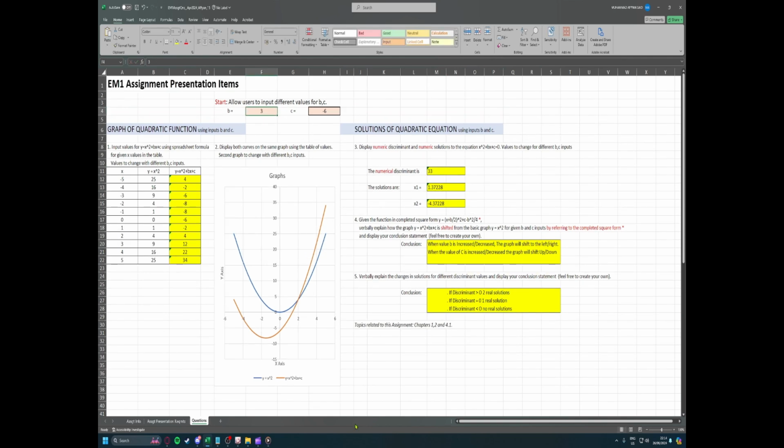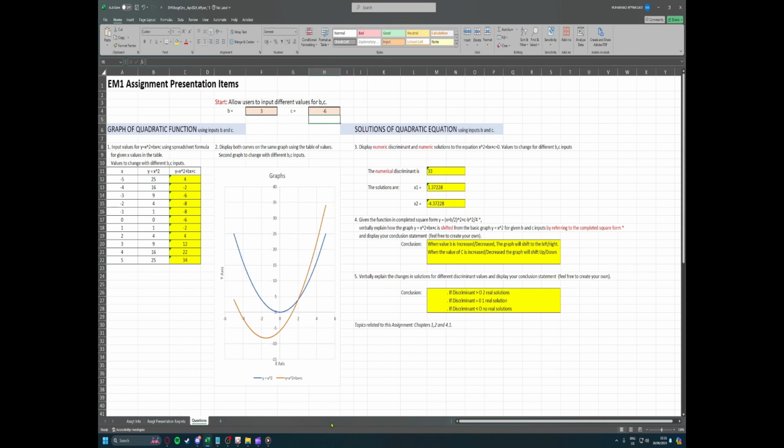Referring to the completed square form, y equals (x plus b over 2) squared plus c minus b squared over 4. For the horizontal axis, if b is more than 0, the graph will shift to the left. For example, I'll change b to 7, and the graph will shift to the left. If b is less than 0, the graph will shift to the right. I'll change b to -5, and the graph shifts to the right.